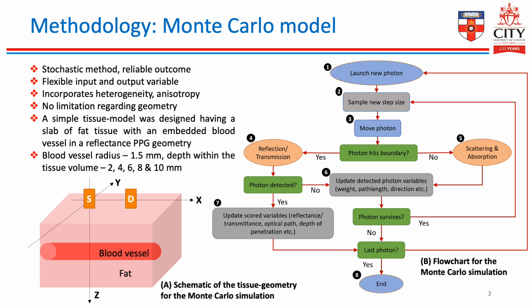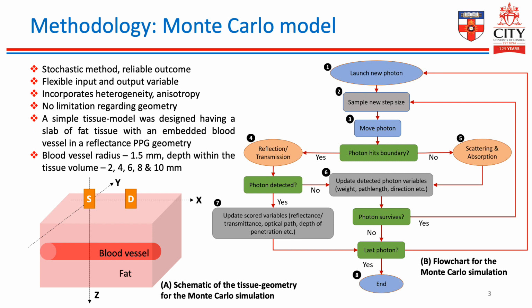I have chosen the Monte Carlo method for my work because this is a stochastic method which gives reliable outcomes. Monte Carlo method is a very well-known computational approach for solving biomedical optics applications. Monte Carlo model gives us flexible input and output variables. It can incorporate any kind of heterogeneity of the tissue layer and scattering anisotropy. It has no limitation regarding the geometry. So these are the main reasons why the Monte Carlo method is the most suitable choice for this kind of study.